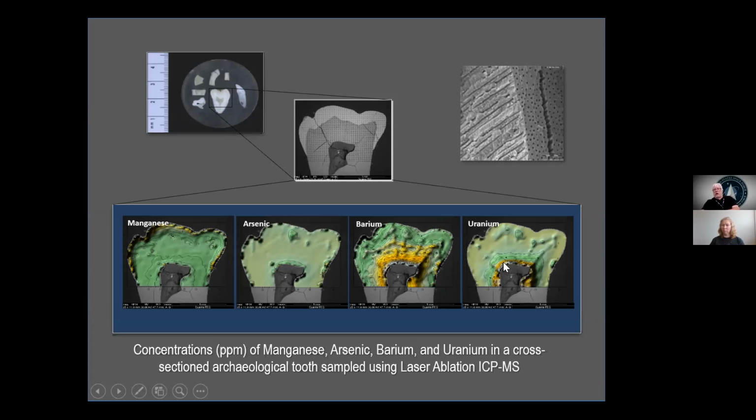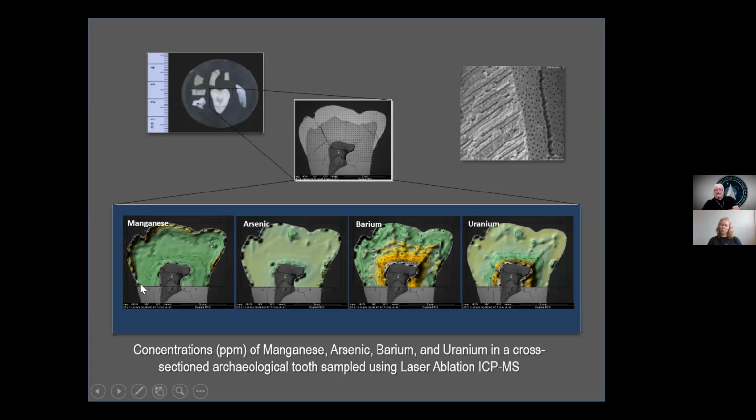Now, we figured that arsenic might behave somewhat differently than the barium and the uranium would, and might behave a little bit more like one of these metals like manganese or iron that kind of plates the exterior surface of a tooth and starts building up and moving in, but at a much slower rate than barium or uranium.